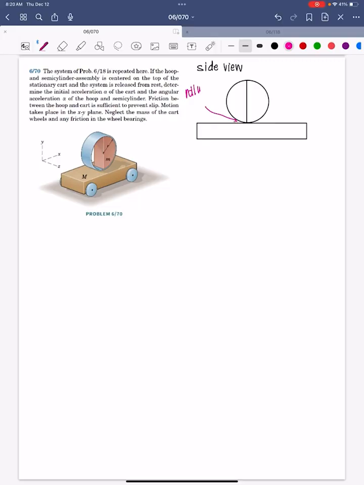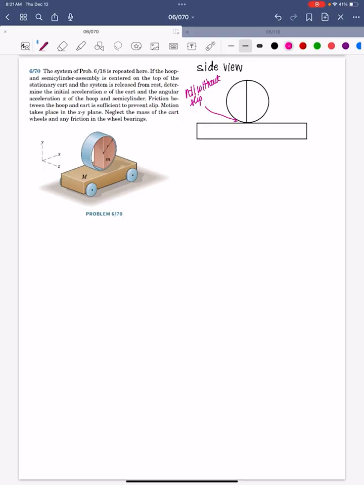Roll without slip. And the system is released from rest. Okay, we need to determine the initial acceleration A of the cart and the angular acceleration alpha of the hoop. Friction between the hoop and the cart is sufficient to prevent slip. Motion takes place in the XY plane. Neglect the mass of the cart wheels and any friction in the wheel bearings.